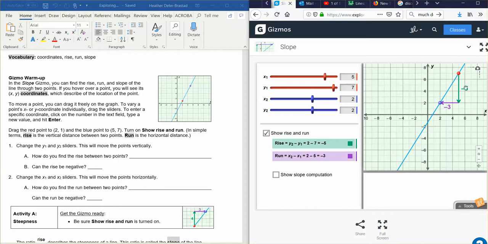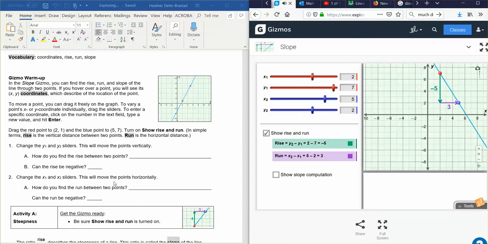Can the rise be negative? Well, it's negative right now, so that's a yes. Change the x1 and x2 sliders. Okay, x1 is this one, and x2 is this one. So you can move them around however you decide to.